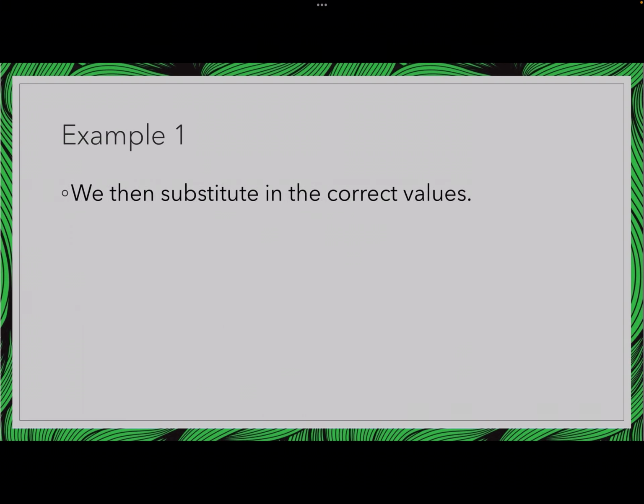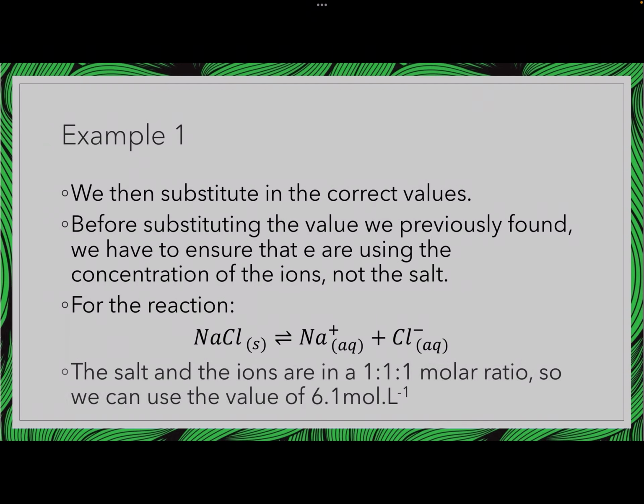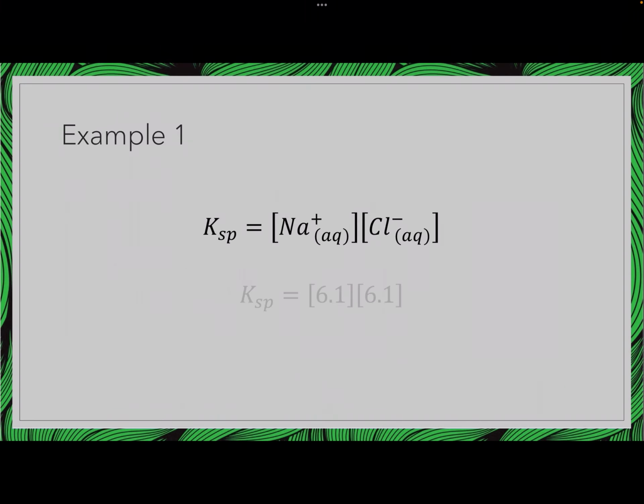We then substitute in the correct values, so we got, I think, 6 point something. Before substituting the value we previously found, we also have to ensure that we are using the concentration of the ions, not the salt. So in this case, for our sodium chloride to sodium and chloride, it's 1 to 1 to 1. So we can just use those values. No hassle. Okay. So each of the values is going to be 6.1 moles per liter. So we put that in, 6.1 times 6.1, 37.21. So that's our KSP for sodium chloride.